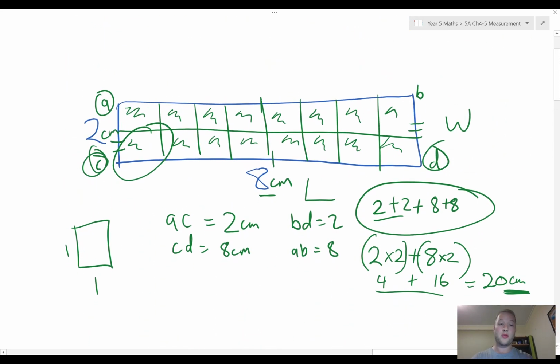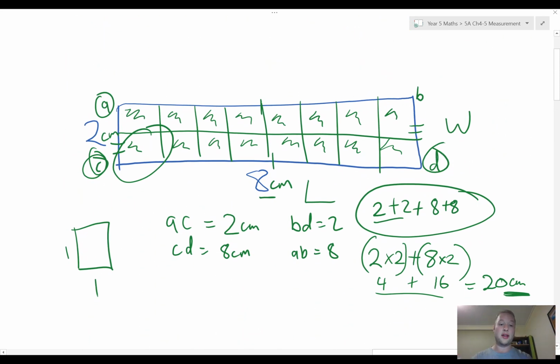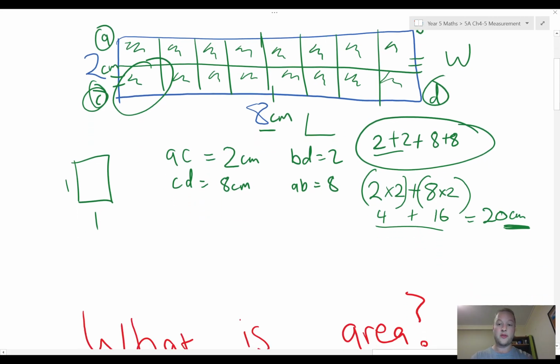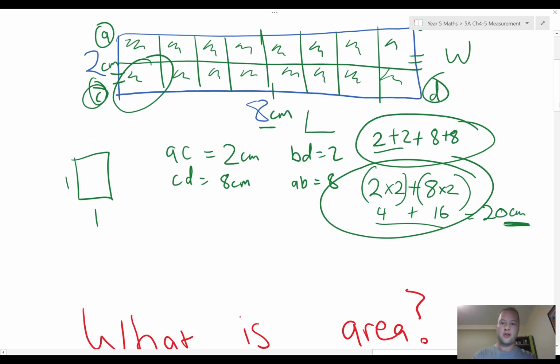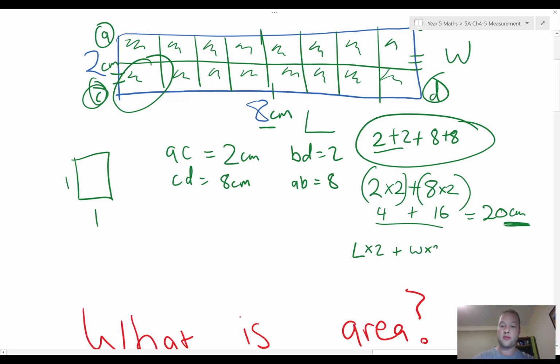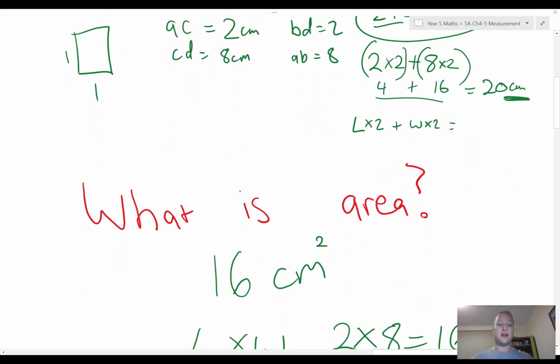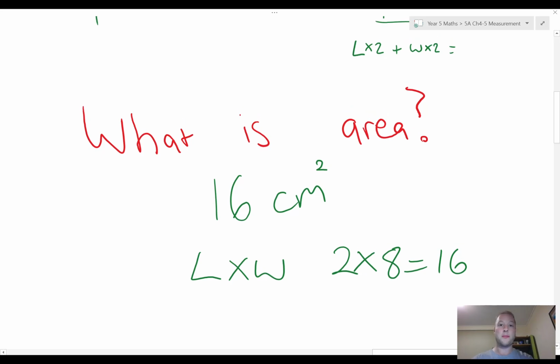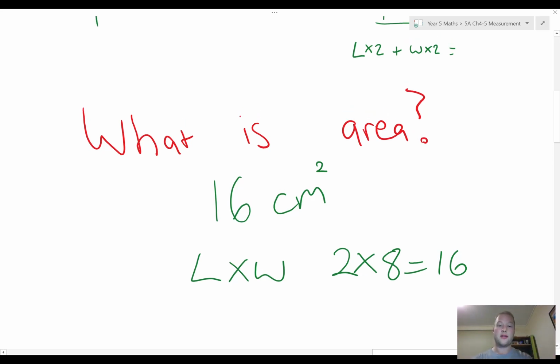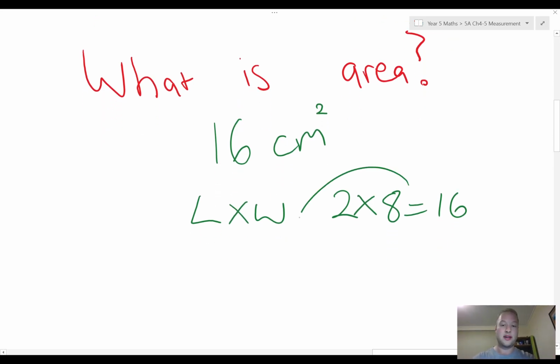So this is a recap. Perimeter is you add up all of the side lengths, and that's the way of doing it. The formula is length times 2 plus the width times 2. And then area, we multiply the length and the width. So in this one, I just had 2 times 8, and that was my answer. Or we could draw it up, and that also works.